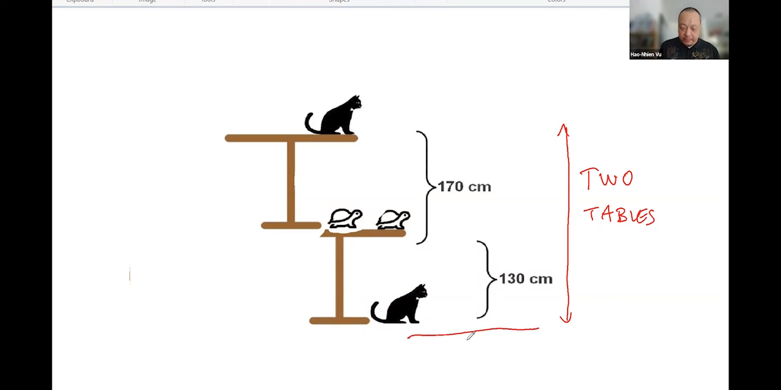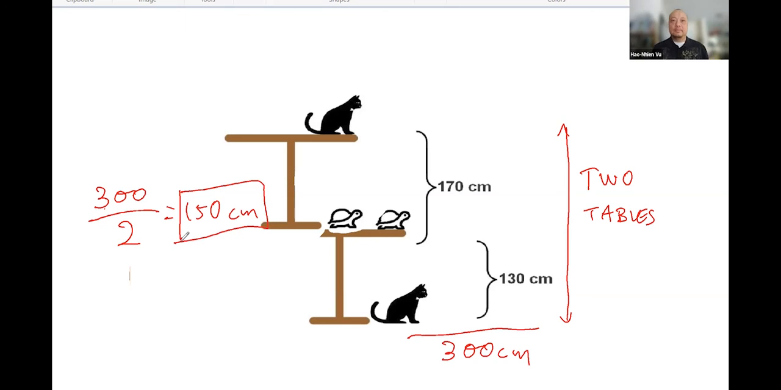And 170 plus 130 is 300 cm. If two tables measure 300 centimeters, then one table is half of that, which is 300 divided by 2, 150 centimeters. There we go. Second solution without algebra.